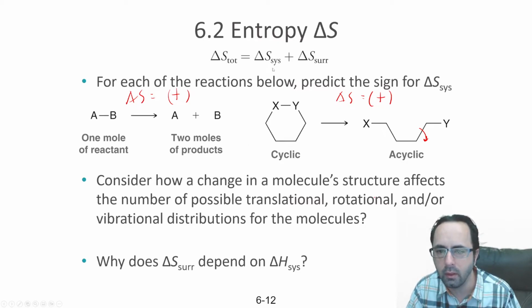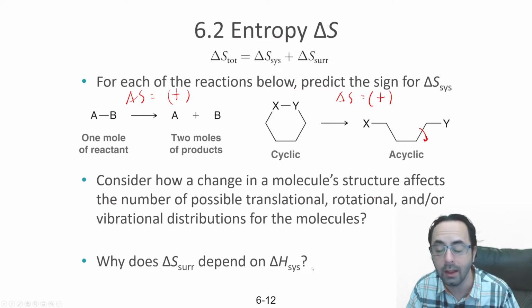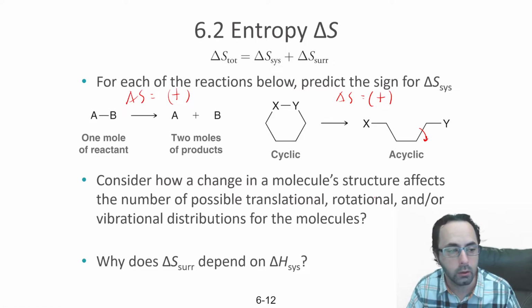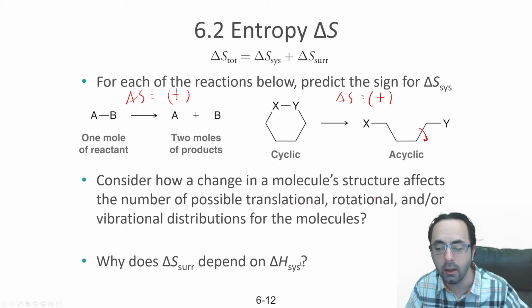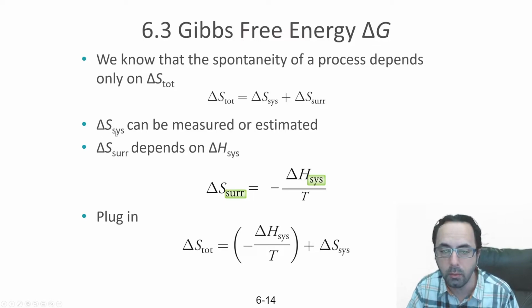Now, this is all talking about the system, the reaction itself. What about the surroundings? Well, the delta S of the surroundings is going to mainly depend on the delta H of the system. Again, if it's releasing energy, that's going to increase the temperature of surrounding molecules, which will increase their movement and thus increase their entropy. So the entropy of the system can easily be measured, but the entropy of the surroundings depends on the system.